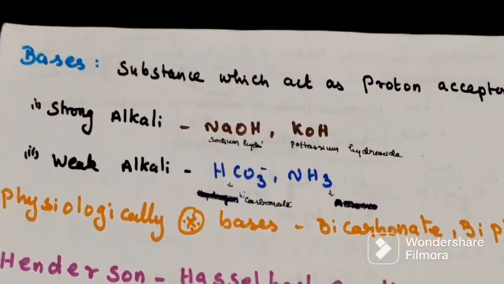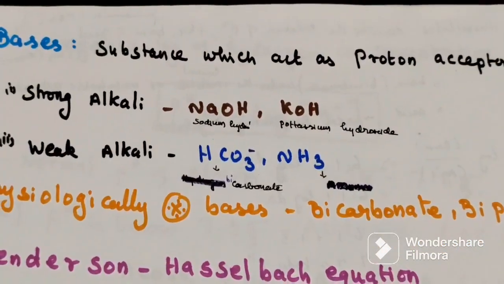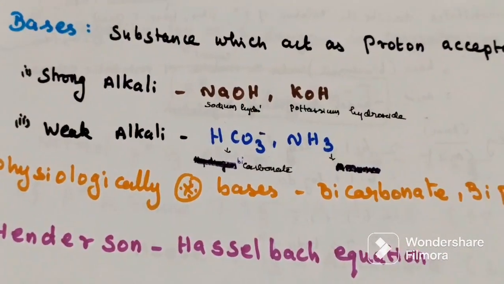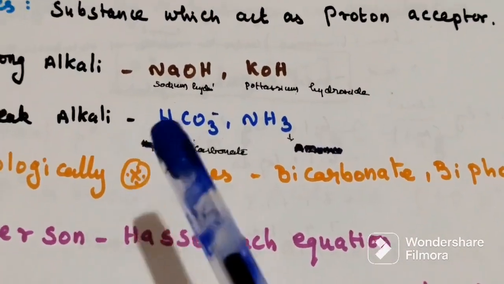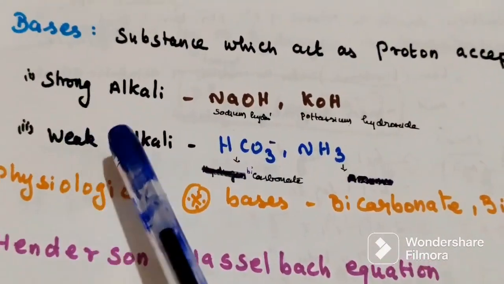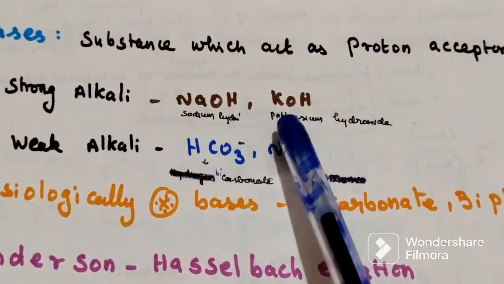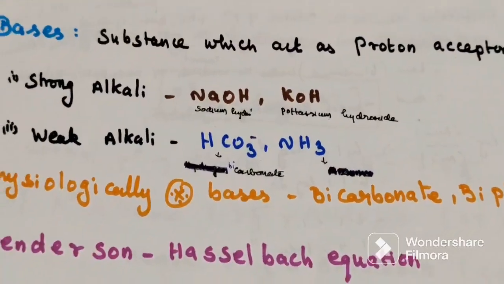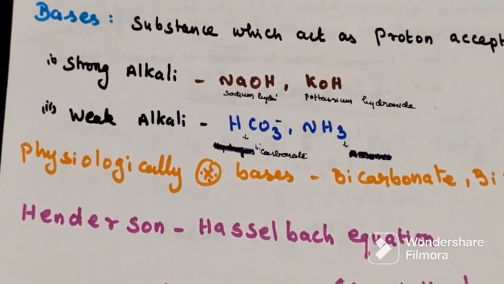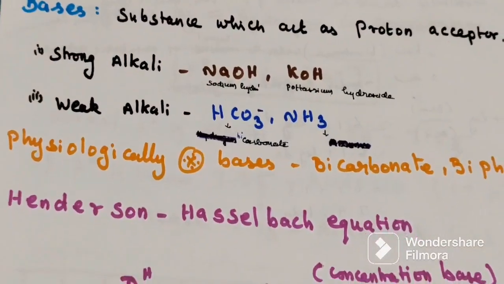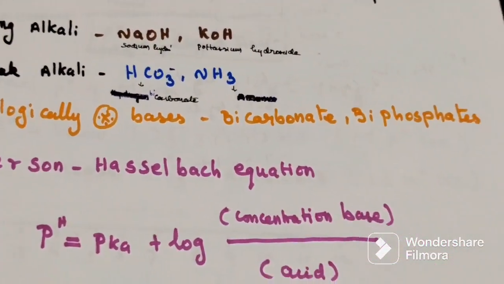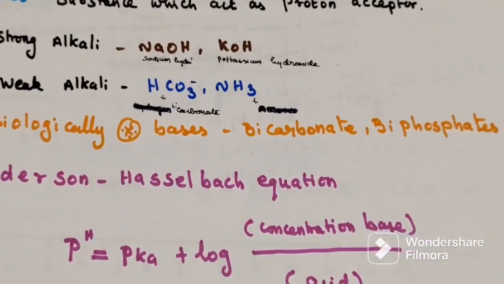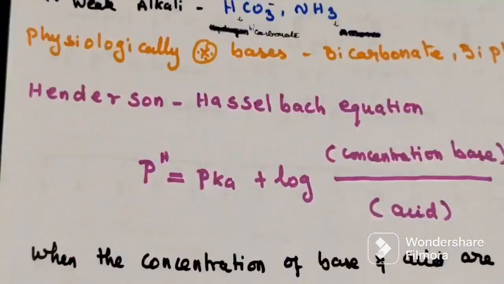Strong base examples: sodium hydroxide, potassium hydroxide. Weak base examples: bicarbonate and ammonia. Physiologically important bases are bicarbonate and biphosphate.